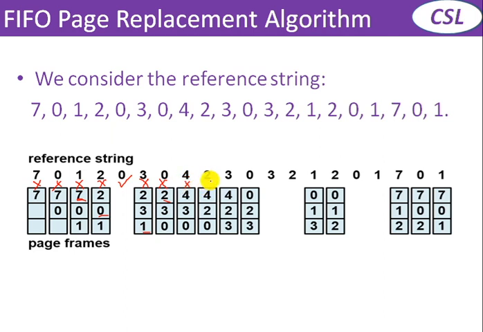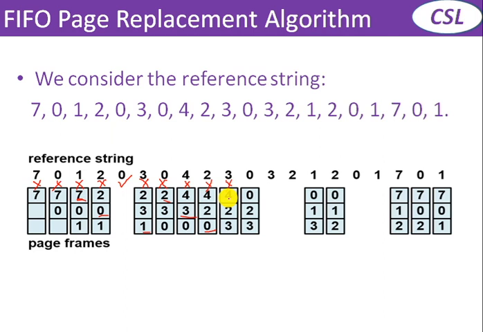Next request is 2. We have 4, 3, 0. Among 4, 3, 0, which one is the oldest? 3. So this is also one miss. Next request 3. Available are 4, 2, 0. There is no such page. It is also a page fault. So among 4, 2, 0, which one is the oldest? Definitely it is 0. So this is also one miss.